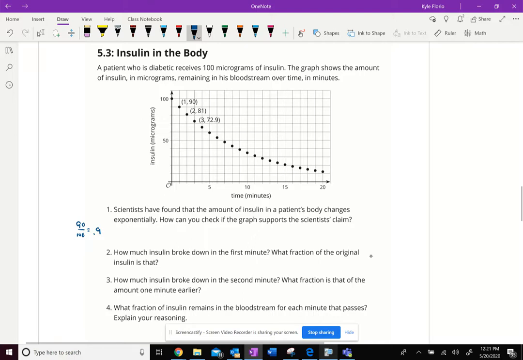So every minute, the amount of insulin in the bloodstream changes by a constant factor of 0.9, or 9 tenths.